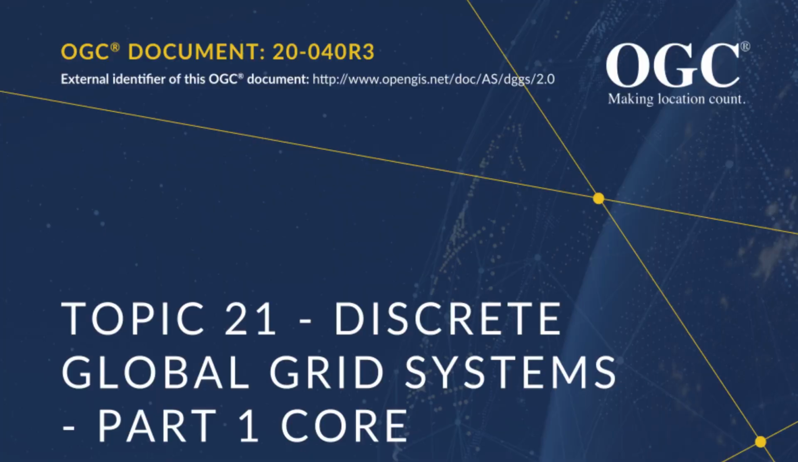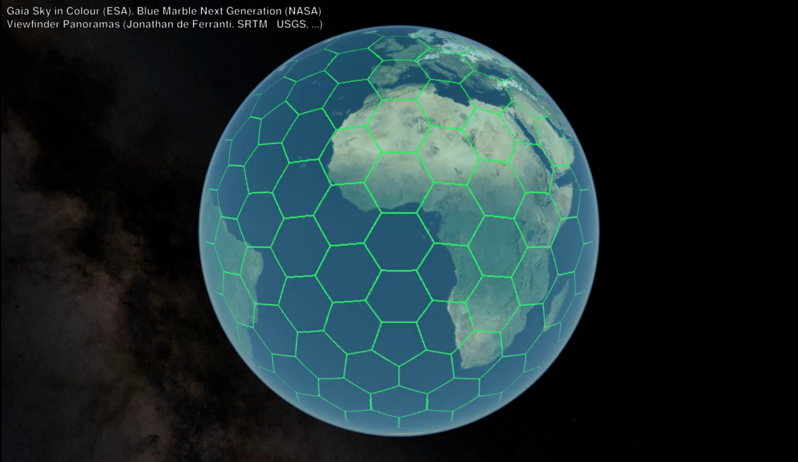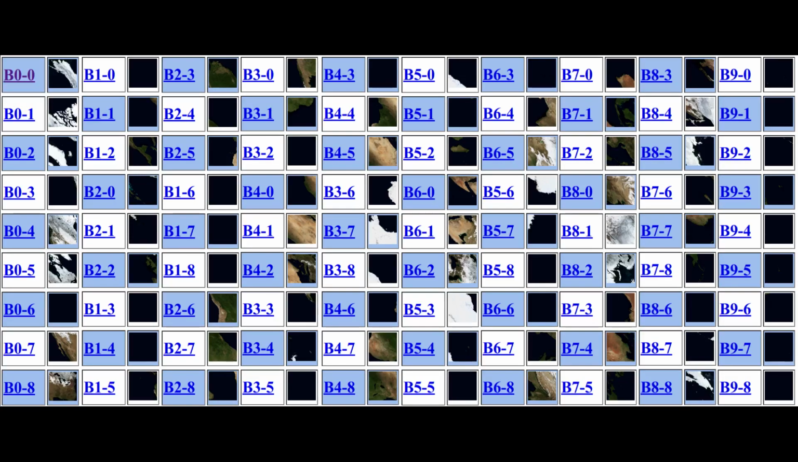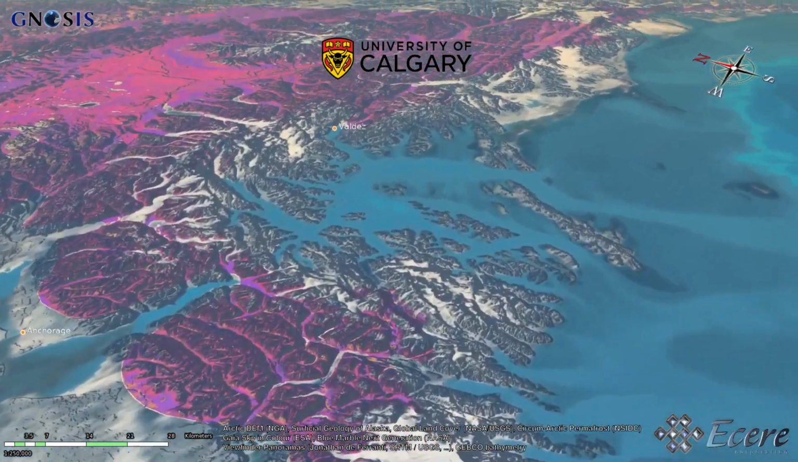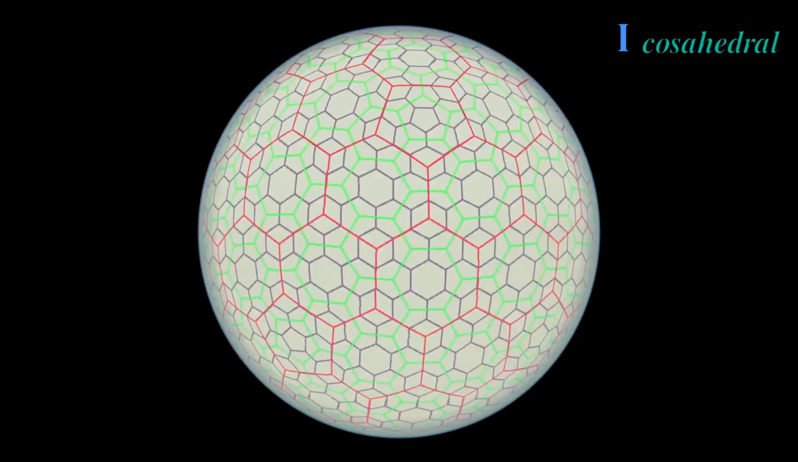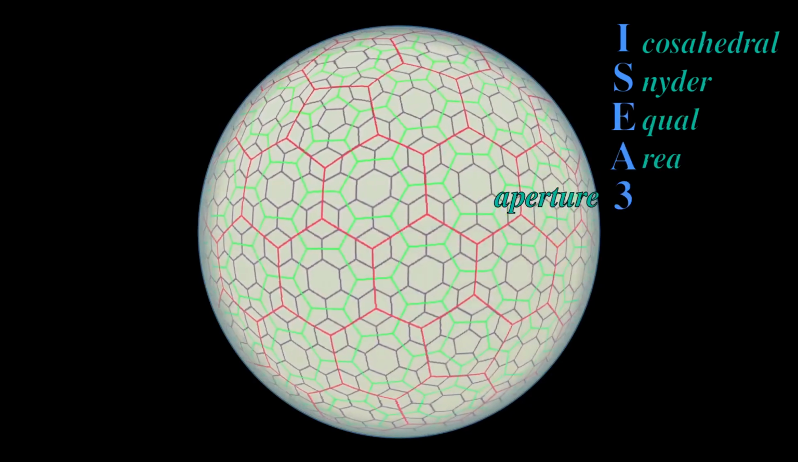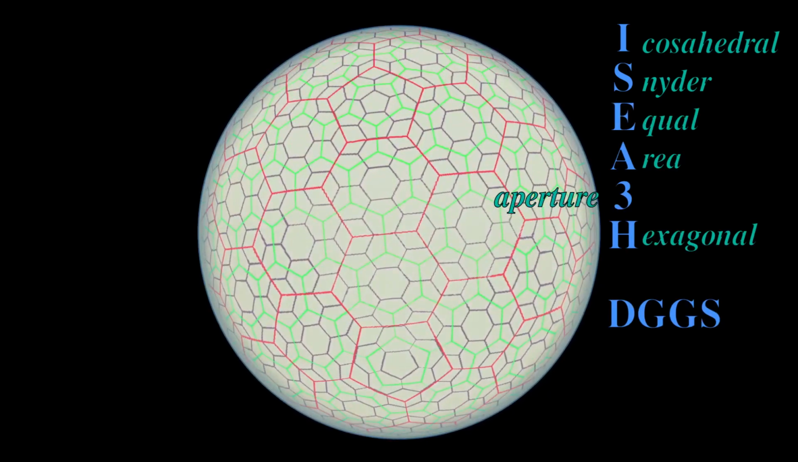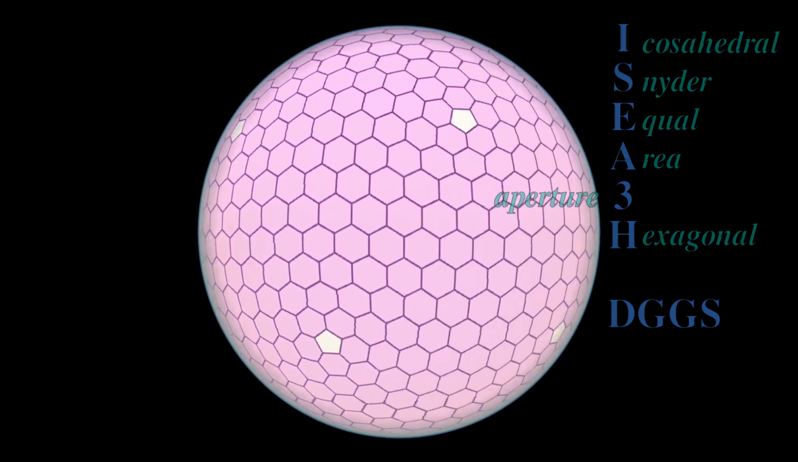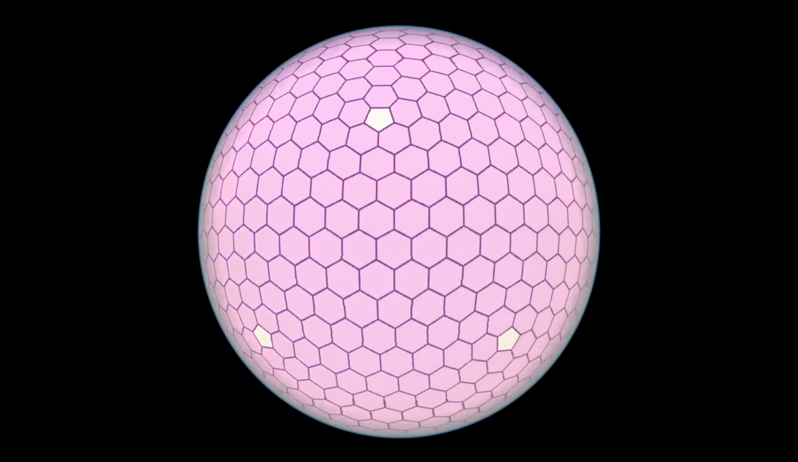A discrete global grid system, DGGS, tessellates the Earth at multiple resolutions, with each resulting zone being assigned a unique identifier. Both vector and raster datasets can be quantized to these zones, allowing efficient data integration and analytics. The University of Calgary server implements an icosahedral Snyder equal area aperture 3 hexagonal ICEA 3H DGGS. The shape of most zones in this grid is a hexagon, with the exception of 12 pentagons, as hexagons alone cannot fully tessellate the surface of a sphere.